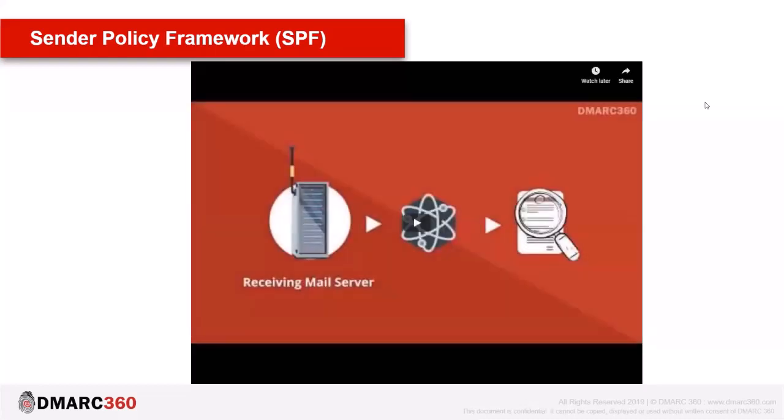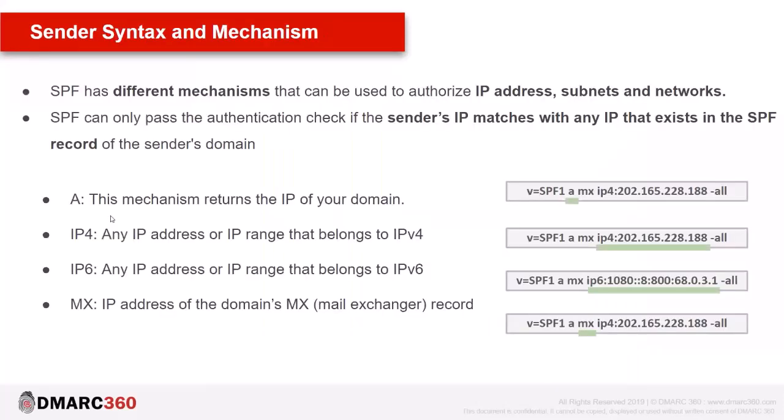Yes. So now that we've gone through the video, let's go through how this SPF record works. SPF is a simple TXT record in your DNS that authorizes IP addresses, again, to send email on behalf of your domain. It has a number of ways that you can authorize IPs, subnets, and their networks. You can see some of these mechanisms here.